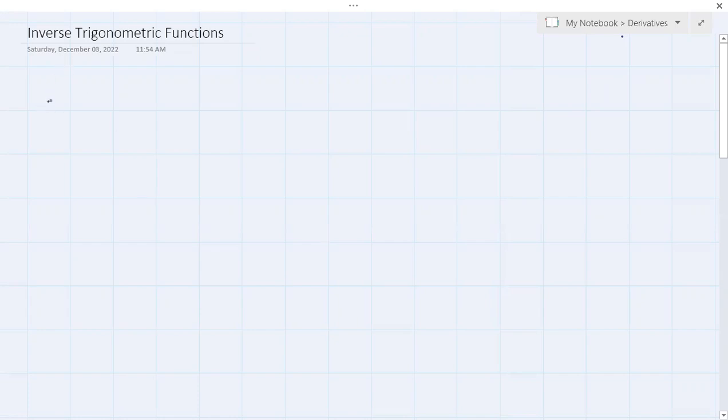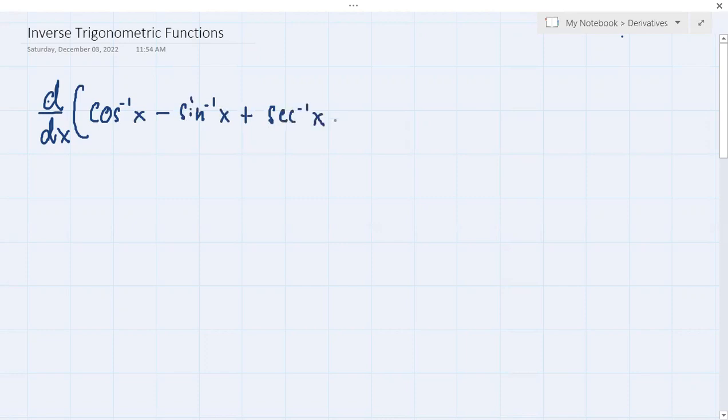So sa first problem, which is actually the easy one, let's get the derivative of arc cosine minus arc sine plus arc secant plus arc cosecant.